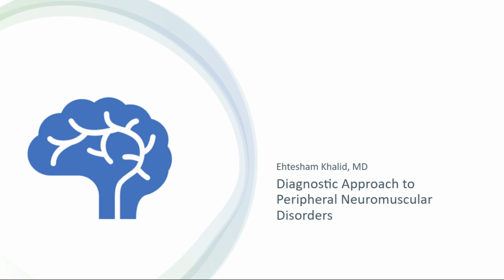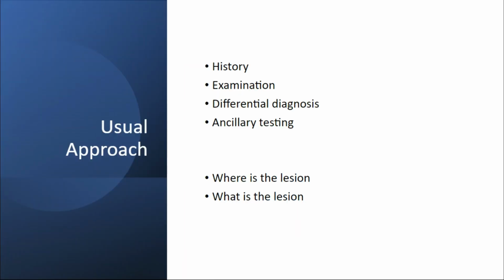And to get into the idea of neuromuscular disorders, we first need to understand a little bit of anatomy. So the usual approach is the same for any medical disorder we approach: history, examination, differential diagnosis, and then we refine our differential diagnosis or narrow it down by doing ancillary testing. Also, we do ancillary testing to confirm what we are thinking.